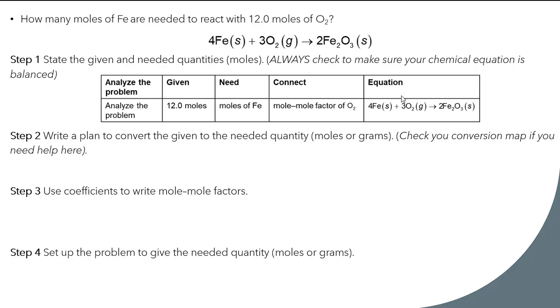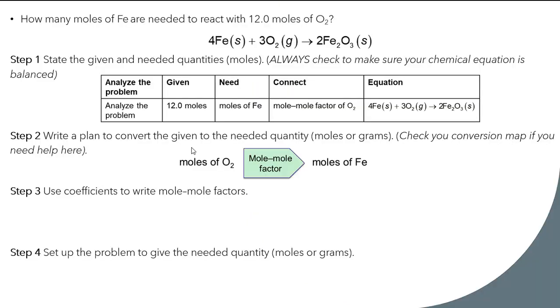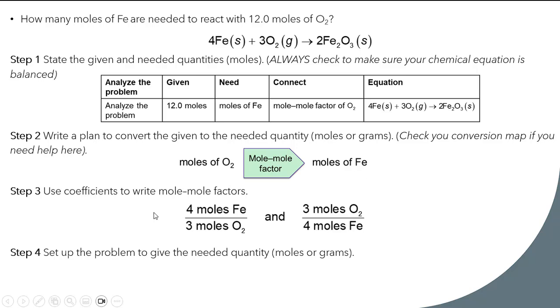Our next step is to write our plan to convert our given to the needed quantity. Is it moles or is it grams? Remember to check the conversion map if you need help here, which is this map right here. We're going from moles of our known to moles of our unknown, so it's just one step. Our conversion is going to be moles of oxygen to moles of iron using the mole to mole factor relating oxygen to iron. Therefore, we need that mole to mole factor. So use the coefficients in our balanced chemical equation to write our mole to mole factors. We should have two. We should relate iron to oxygen and oxygen to iron.